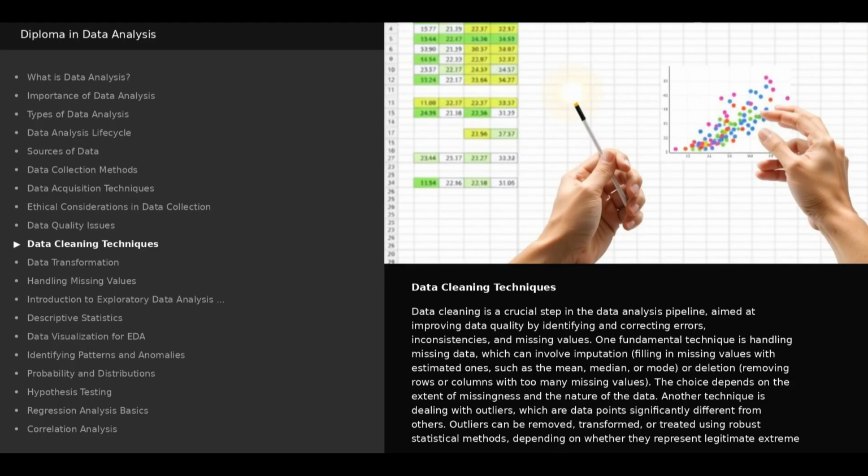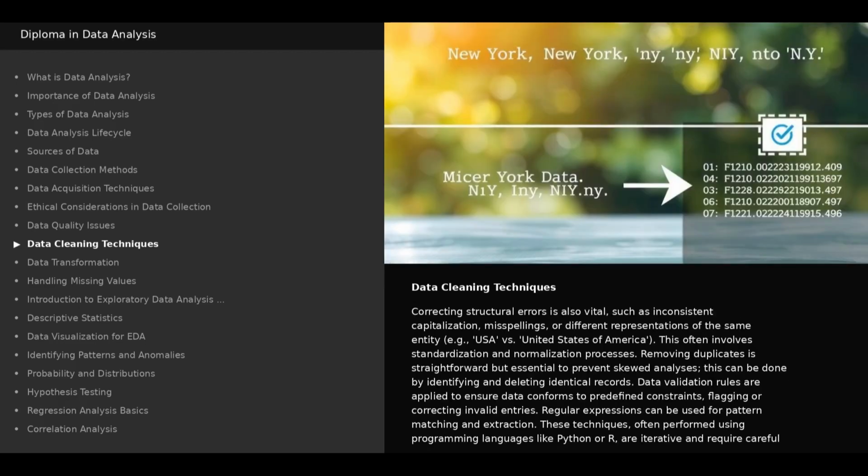Another technique is dealing with outliers, which are data points significantly different from others. Outliers can be removed, transformed, or treated using robust statistical methods, depending on whether they represent legitimate extreme values or data entry errors. Correcting structural errors is also vital, such as inconsistent capitalization, misspellings, or different representations of the same entity, e.g. USA versus United States of America. This often involves standardization and normalization processes.